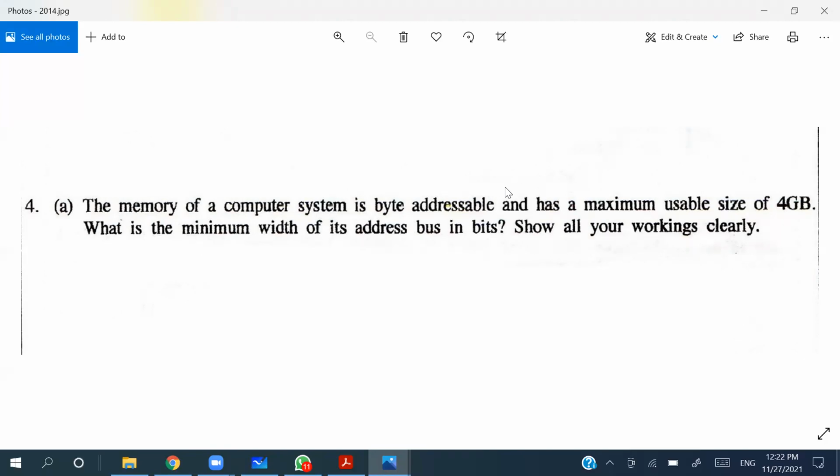Right, so what you have shown here is correct. Then you have to write the conclusion. Therefore, this is the minimum width of the address bus here. Right? Okay, so be careful, right?